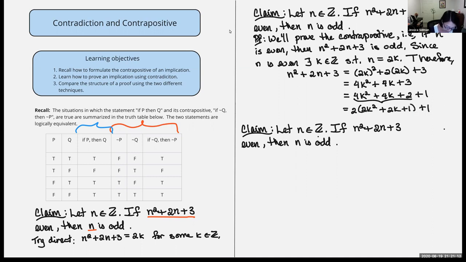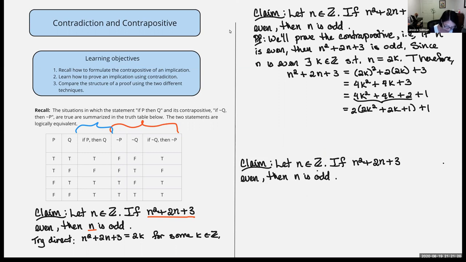And so now I'm just going to move this. Let's see if I can move this down a little bit. Okay, I'm going to put a period here. Therefore, that's true. So, or maybe I'll say since. Since 2k squared plus 2k plus 1 is an integer, n squared plus 2n plus 3 is indeed odd by the definition of an odd number.